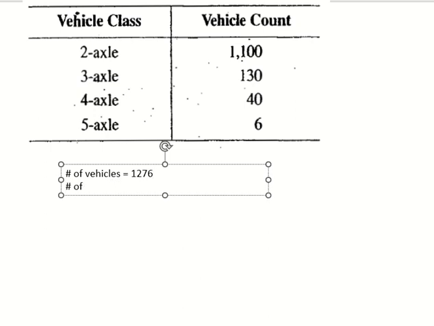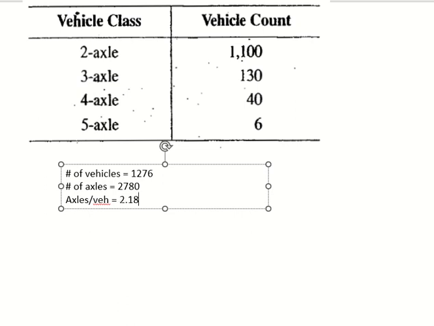How many axles? So for axles you have to multiply. Two axles how many times? 1100. Three axles how many times? 130, and so on. So you have to multiply. So how much is the total? 2780. Okay, then tell me axles per vehicle. So on average, a vehicle has 2.18 axles. On average, every vehicle has 2.18 axles.